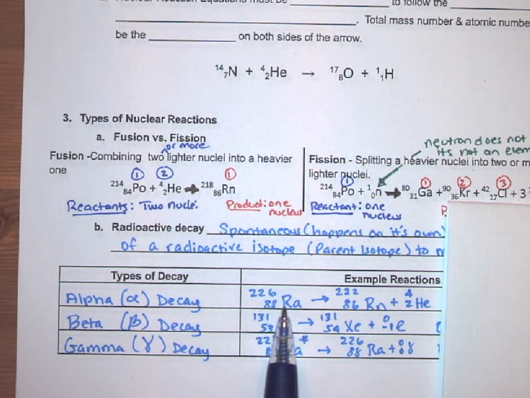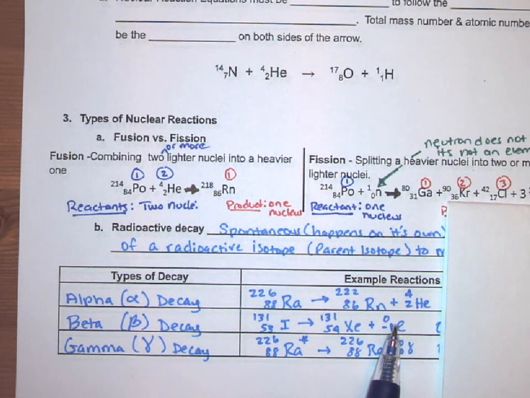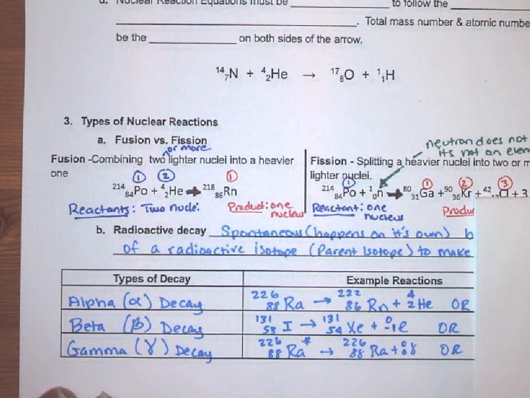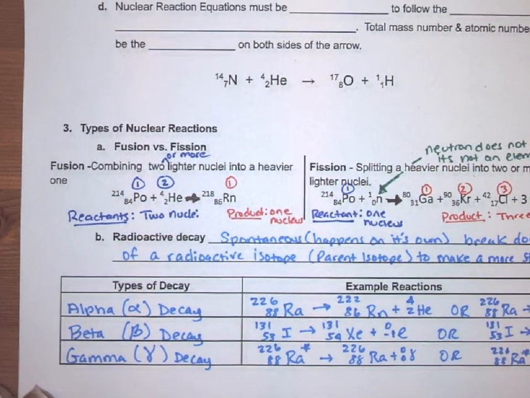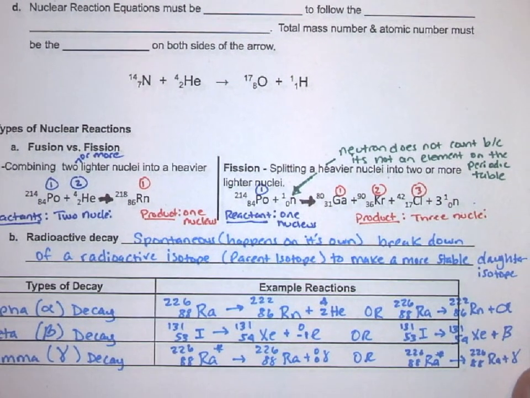So in each decay reaction, we start off with a parent isotope that's unstable and breaks down to form a daughter isotope and one of the radioactive particles. For an alpha decay, the radioactive particle will be an alpha particle, which is a helium-4 nucleus. For beta, it will be an electron. And for gamma, it will be a gamma particle. Now, for example, for alpha decay, instead of writing it as a helium-4 nucleus, we can also write it as an alpha particle. For the beta, we can write the electron as a beta particle, and for a gamma, we can write it as a gamma particle without any numbers on it.